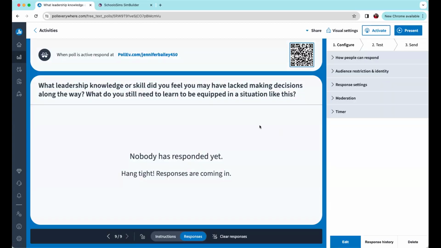And then the last question: what leadership knowledge or skill did you feel you may have lacked in making these decisions? And then what do you still need to learn to be equipped in a situation like this? And so that is how I facilitate those things when I do it synchronously. And then obviously I already shared the dynamic of how I get them to reflect in multiple ways when we do it asynchronously and use it actually as a product for learning within the course.